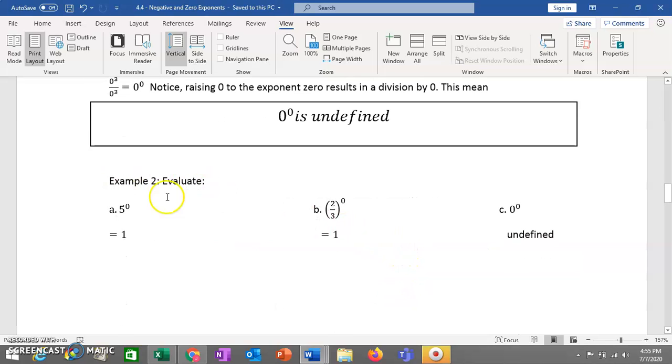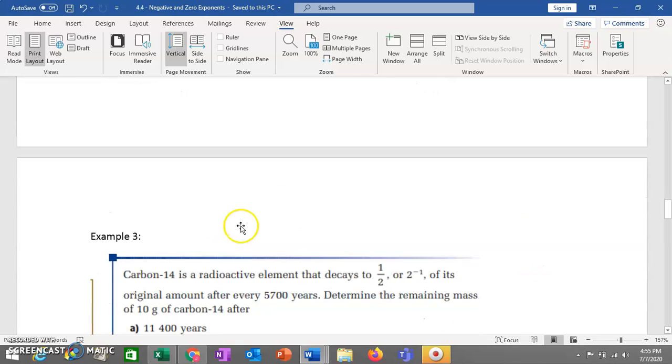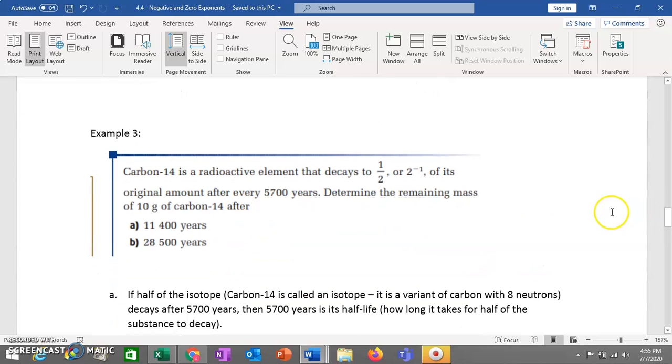Okay, so very quickly here, in these examples, it doesn't matter if you're dealing with a number like 5 or a fraction, any number raised to the 0 is 1, except for 0 to the 0, which is undefined. So that's a really fast example. All right, on to our last problem here. We're going to look at a word problem.